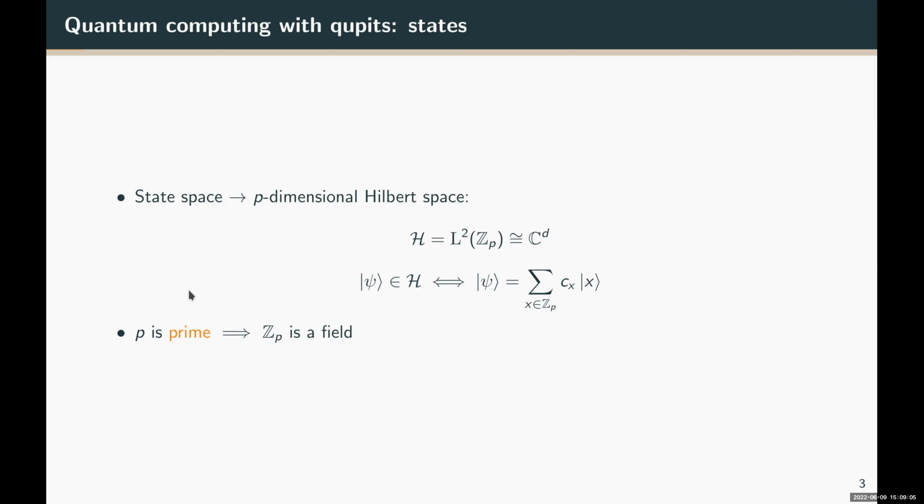Now, we impose throughout the whole article and this talk that p should be a prime number, and really the main reason for this is that this makes this finite group of integers mod p into a finite field, and we use this in many places throughout the article, although it might not be completely apparent why this is necessary in this talk.